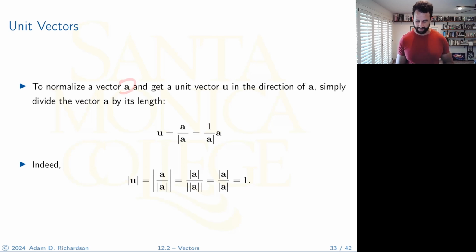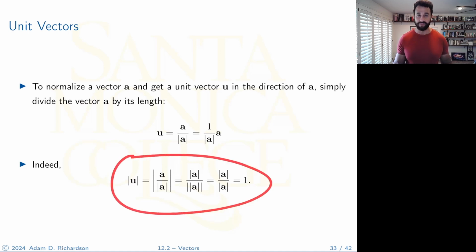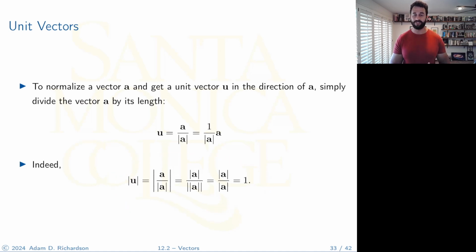Let's say we've got a vector a, and we want to find a vector u that's a unit vector, and we want it to be in the same direction as a. We just find the length of a, and then divide a by its length, and we will have a unit vector in the direction of a. And here, this is me just verifying that the length of the unit vector is actually 1. So what is the length of this new vector? It's the length of this, which by properties of the absolute value, or properties of distance, we get this. Any real number divided by itself that's not 0 is equal to 1, so we have a unit vector.